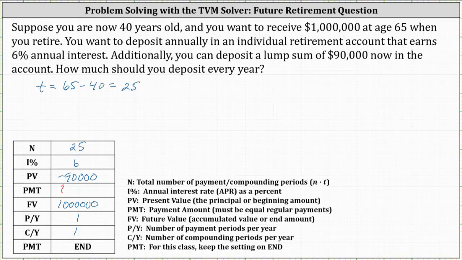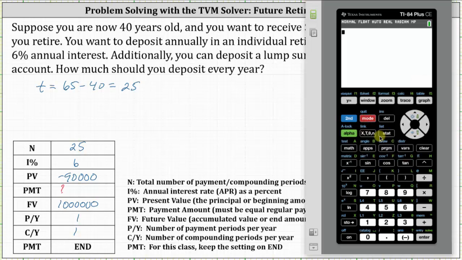And now we go to the TVM solver. I'm going to use the TI-84. From the home screen, we press Apps, Enter, and enter the information. Capital N again is 25, enter. I% is 6, enter. Present value is negative 90,000, enter. The payment we will come back to. Future value, 1 million. PY, CY are both 1. When we enter a 1 on one, the other automatically updates.